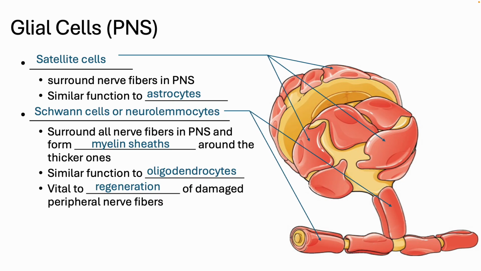All right, so that covers our cellular and tissue overview of the nervous system. We'll continue talking about different types of neurons in the next video.